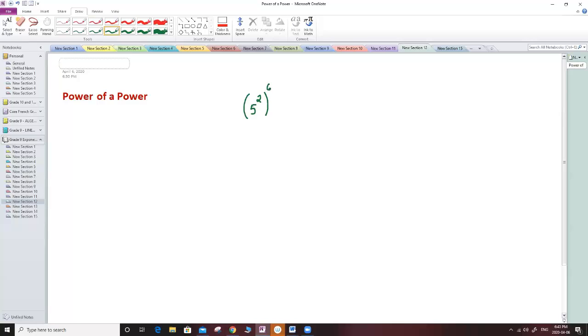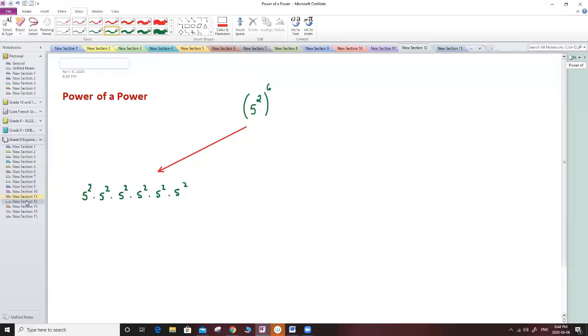So let's see how grade 8 students will deal with something like that and how grade 9 deal with something like that. The grade 8 student will say, let's break down everything here. 5 to the power of 2 to the power of 6. That means 5 to the power of 2 times 5 to the power of 2, six times in total. This is my base. 5 to the power of 2 is my base.